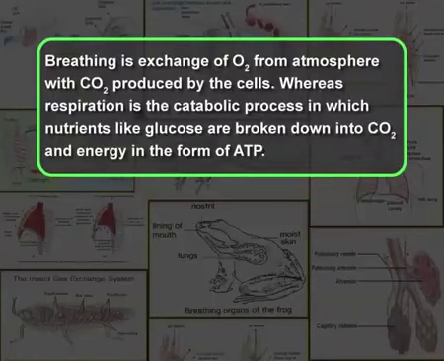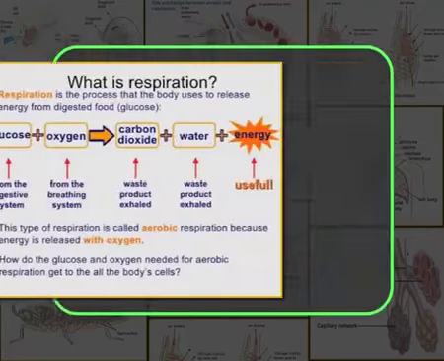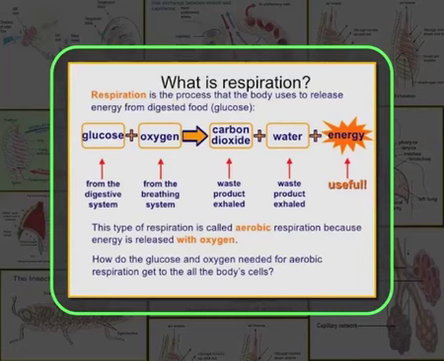Breathing is exchange of oxygen from atmosphere with carbon dioxide produced by the cells, whereas respiration is the catabolic process in which nutrients like glucose are broken down into carbon dioxide and energy is produced in the form of ATP. Now, first let us define what is respiration.